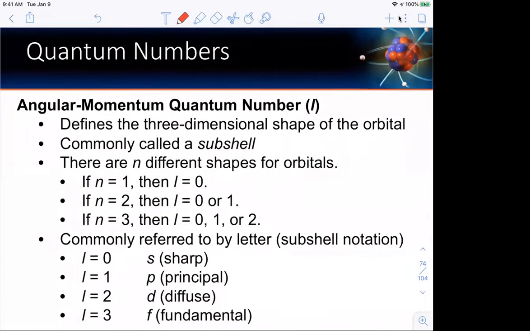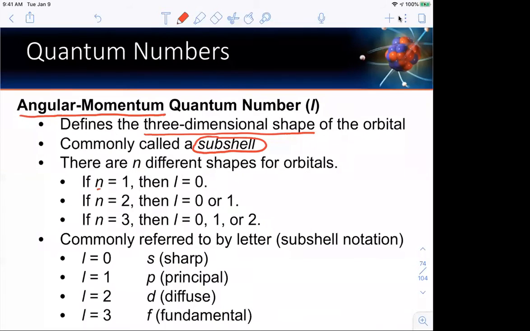The next quantum number is L, and this is called the angular momentum quantum number. This is what actually defines the three-dimensional shape of that orbital. This is also called a subshell. There are n different shapes for orbitals.